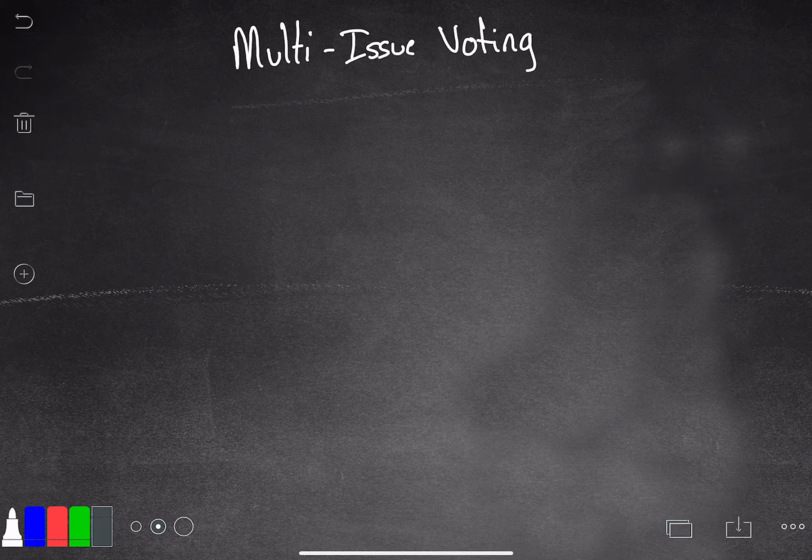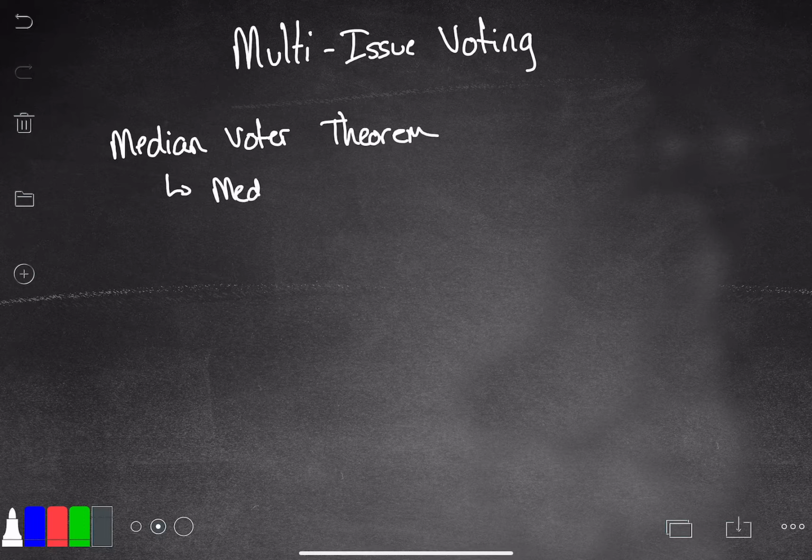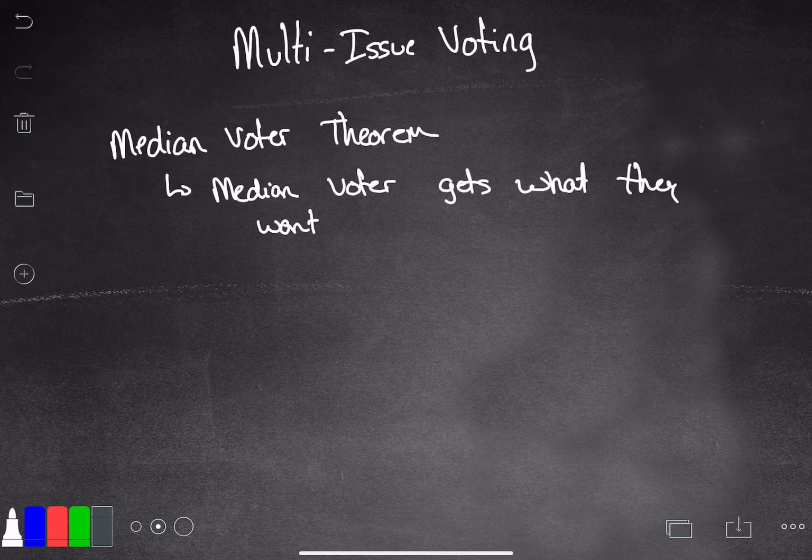Okay, so if you remember, several weeks ago, we talked about something called the median voter theorem. And the basic idea behind this was that the median voter gets what they want. Or another way to say it is the person or the position in the middle of a spectrum is what gets ultimately selected.